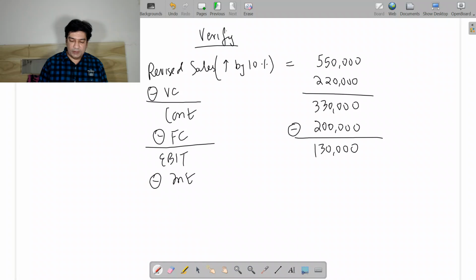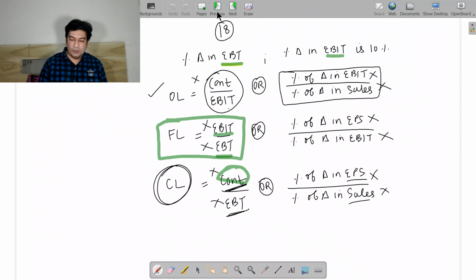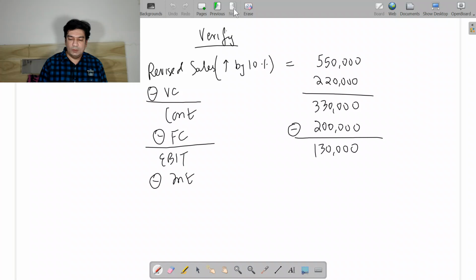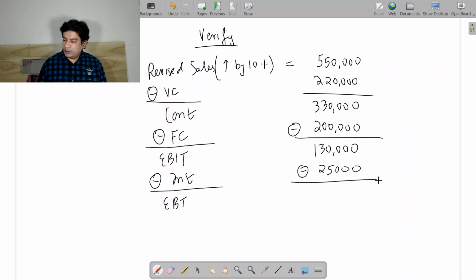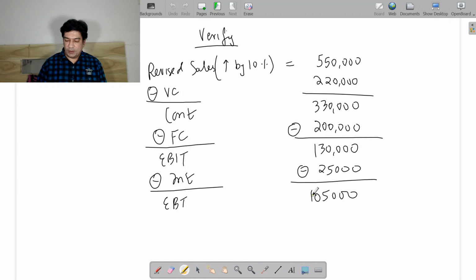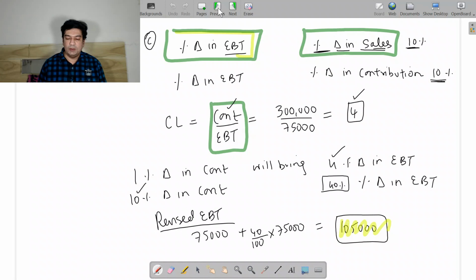From this I will be subtracting the interest. The interest is 25,000, so 25,000 interest I will be subtracting. Finally I'll get the EBT. So my EBT is going to be 1,05,000. So our revised EBT is 1,05,000, and here you can see our revised EBT is 1,05,000. So we are able to confirm it.